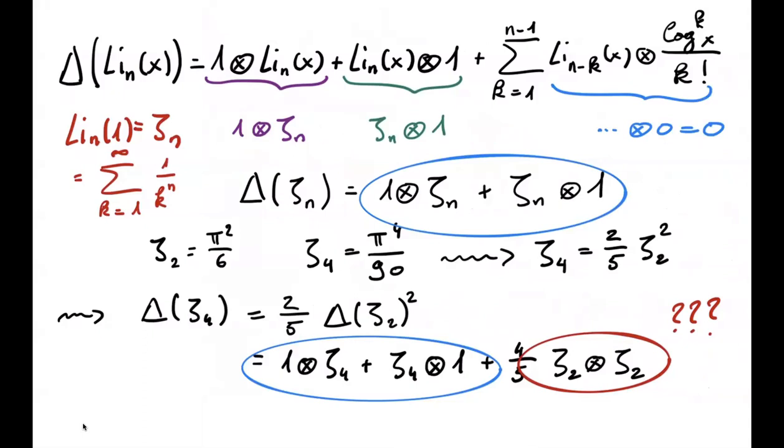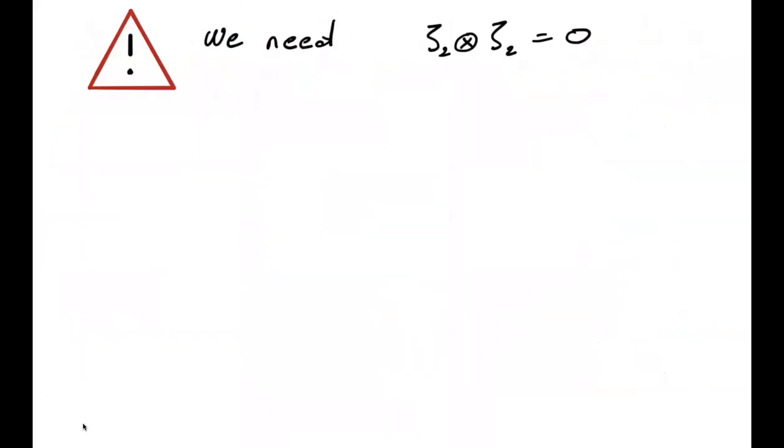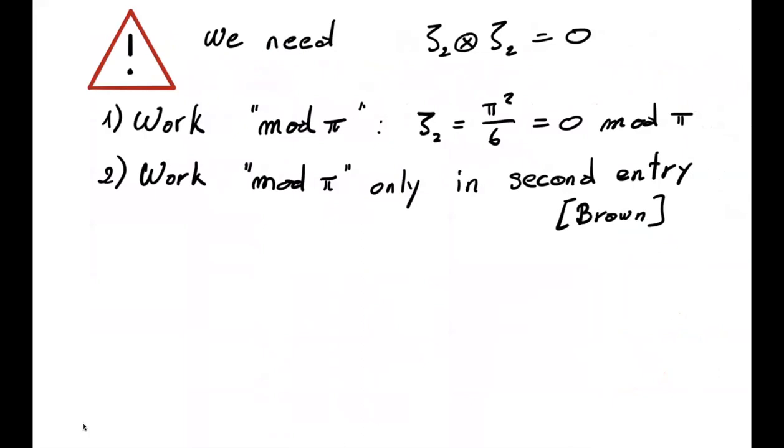Okay. So something is not quite right. Somehow I need to kill this term, zeta 2 tensor zeta 2. Now, the way to do it, well, if you look at Goncharov's original paper, it explicitly states that zeta 2 should be considered 0, or modulo pi. Why pi? Well, remember, 2 pi i is the discontinuity, so it has to do with discontinuity. So saying modulo pi means modulo discontinuities.